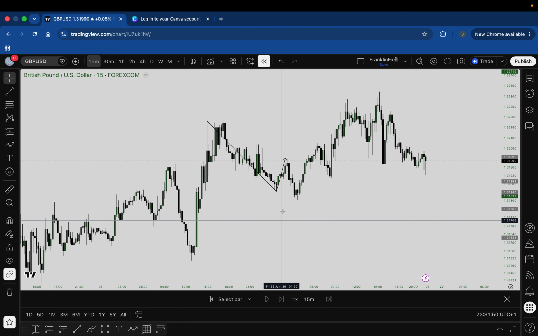It moved all the way from here to here. On this particular side, many traders will be waiting for a pullback to buy, thinking that, oh, price may not come down to our POI anymore.